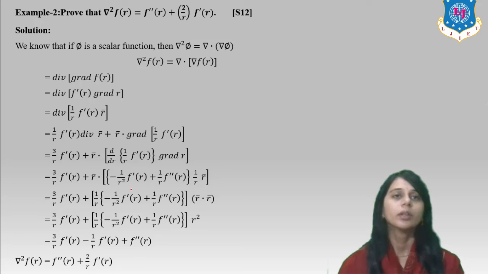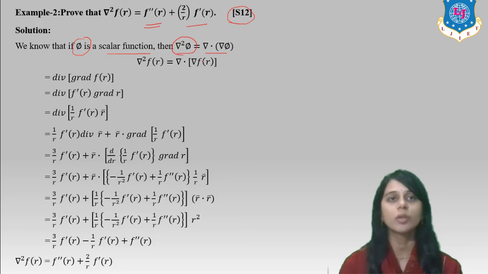Example 2. Nabla square f of r equal to f double dash r plus 2 by r f dash r. This is a summer 2012 example. We know that phi is a scalar function and nabla square phi equals nabla dot nabla phi. So what is nabla square f of r? It is nabla dot nabla f of r, the divergence of the gradient of f of r, the divergence of f dash r gradient r.